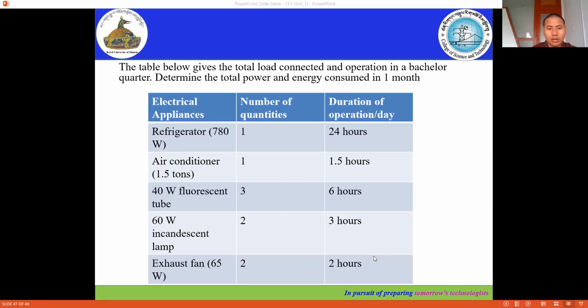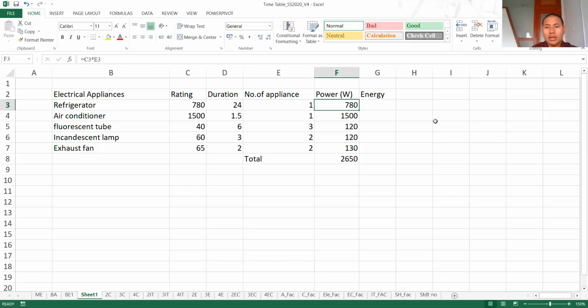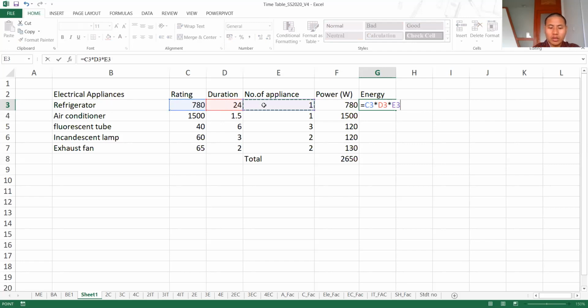Okay, sorry. So I have to share this. Now to calculate the energy, it is the rating of the electrical appliance times the number of operation hours times the number of appliances connected in that room times 30. So we have this much energy being consumed by the refrigerator in a month. And then again here we have the air conditioner, which is similar.